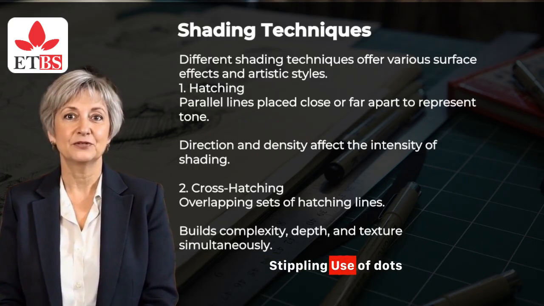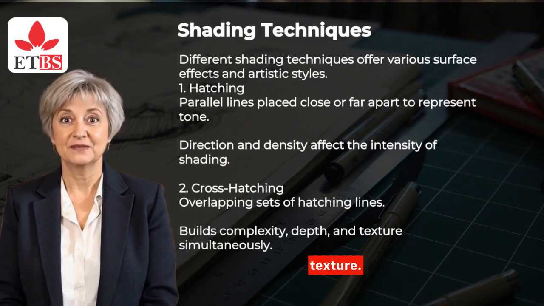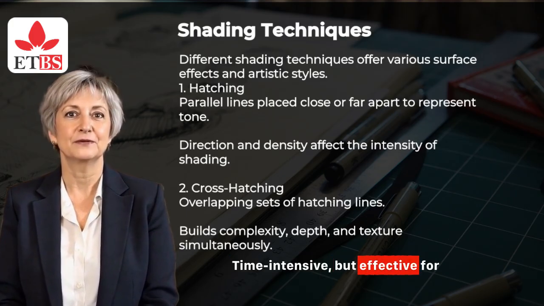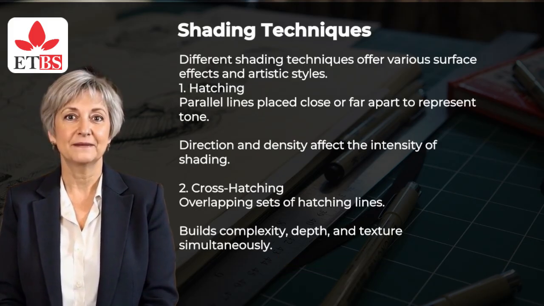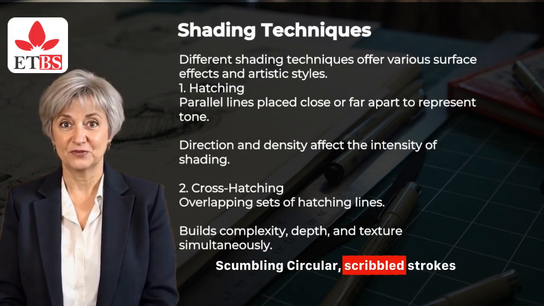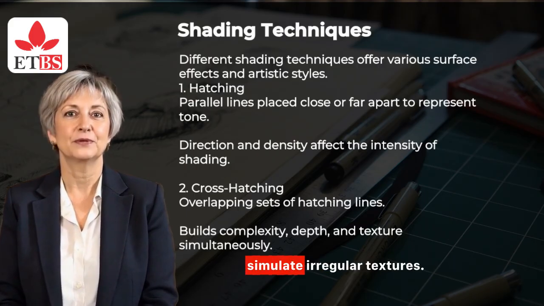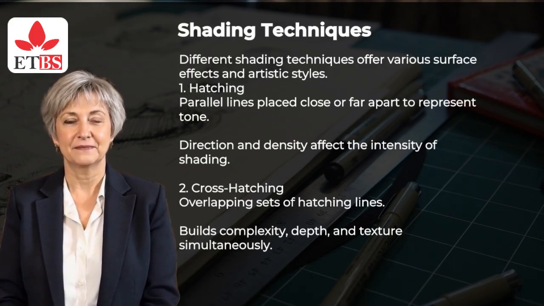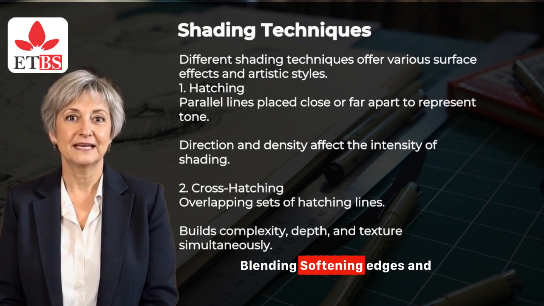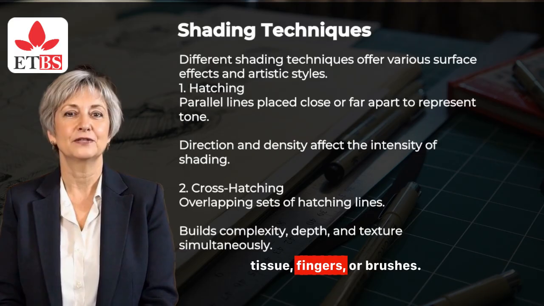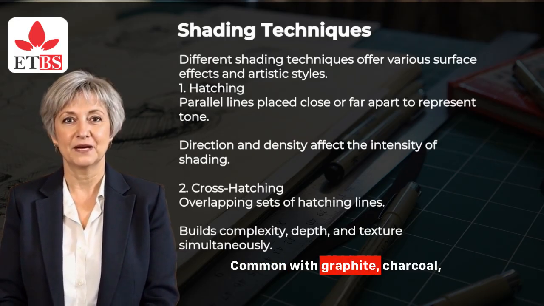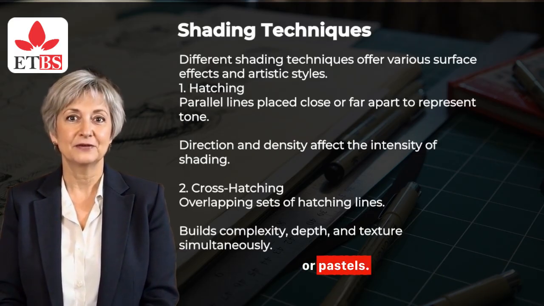3. Stippling, use of dots to create tone and texture. Time-intensive but effective for fine detail and soft tonal transitions. 4. Scumbling, circular, scribbled strokes to develop tone or simulate irregular textures. 5. Blending, softening edges and transitions using blending stumps, tissue, fingers, or brushes, common with graphite, charcoal, or pastels.